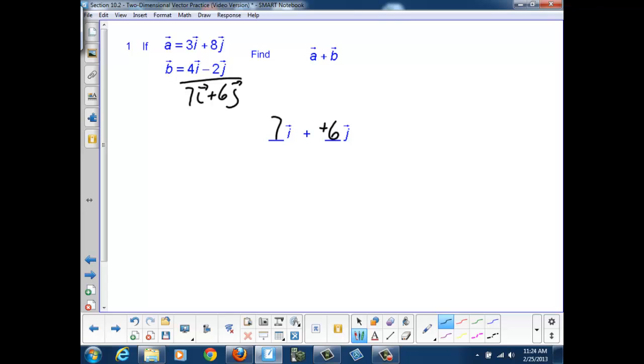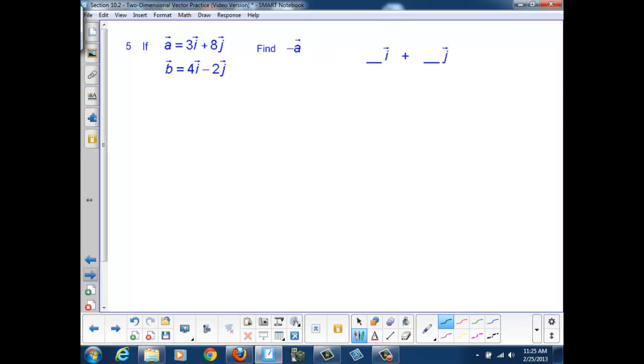Let's take a look at another problem. Given the same two vectors, find a minus b. Well, again, the same logic. 3 minus 4 gives me minus 1i, and 8 minus a negative 2 gives me 10j. So minus 1i plus 10j.